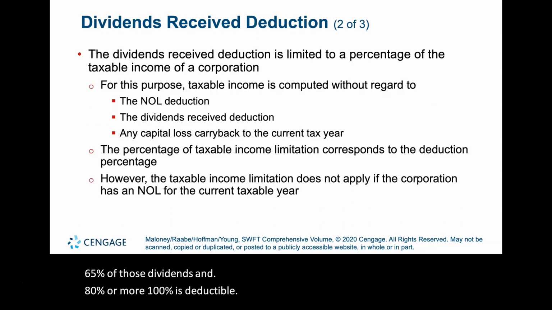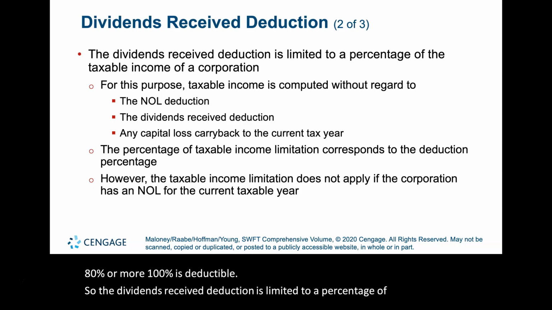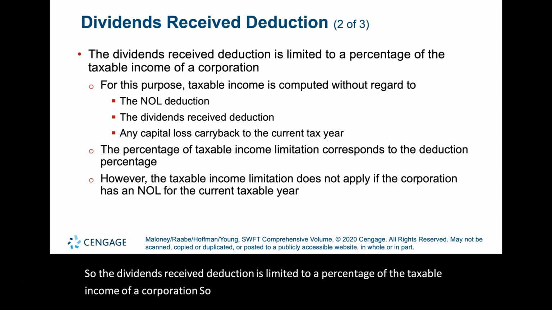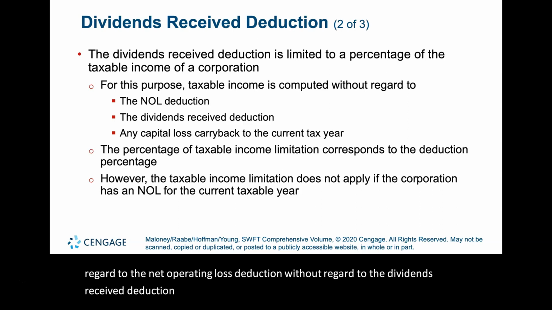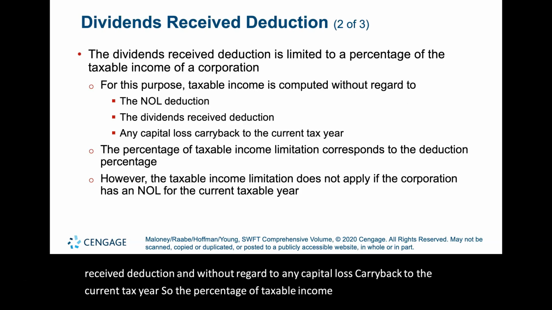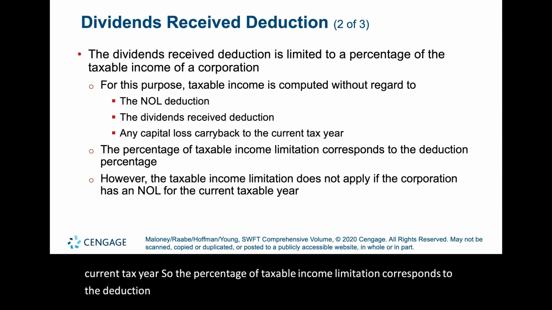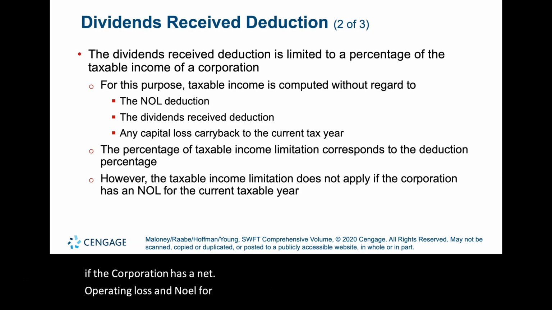So the dividends received deduction is limited to a percentage of the taxable income of a corporation. For this purpose, taxable income is computed without regard to the net operating loss deduction, without regard to the dividends received deduction, and without regard to any capital loss carryback to the current tax year. So the percentage of taxable income limitation corresponds to the deduction percentage. However, the taxable income limitation does not apply if the corporation has a net operating loss, NOL, for the current taxable year.